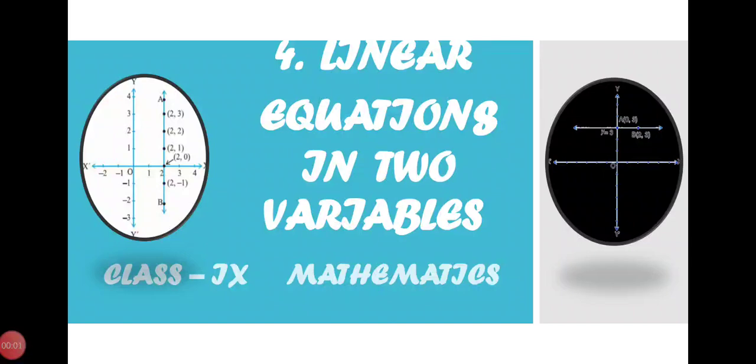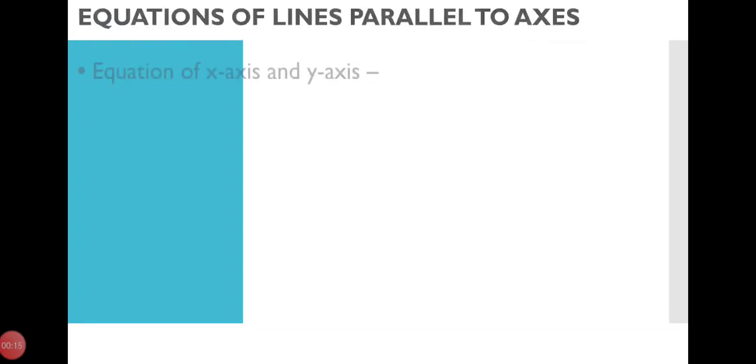Good morning. Today, let's study the last topic of chapter 4, linear equations in two variables. And the topic is equations of lines parallel to axis. Now, what are the equations which give lines parallel to the respective axis, that is x-axis and y-axis both?